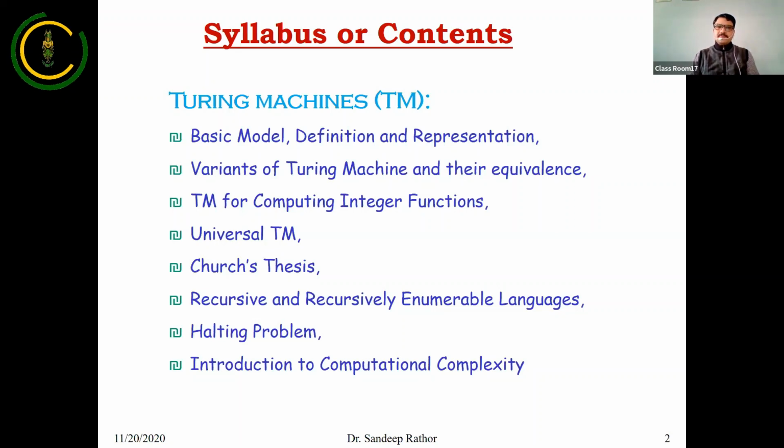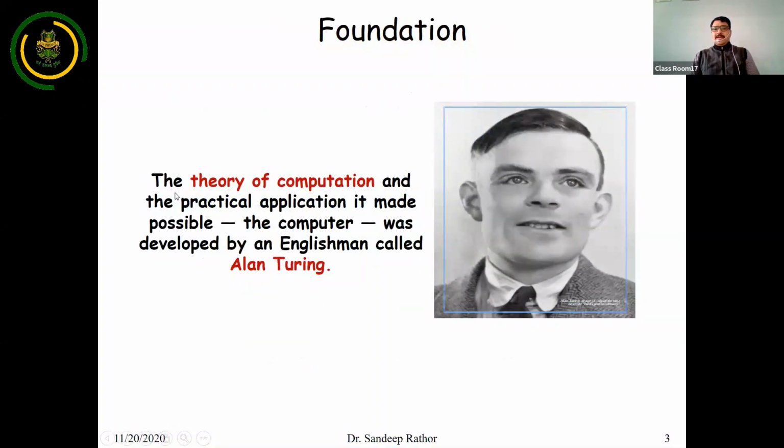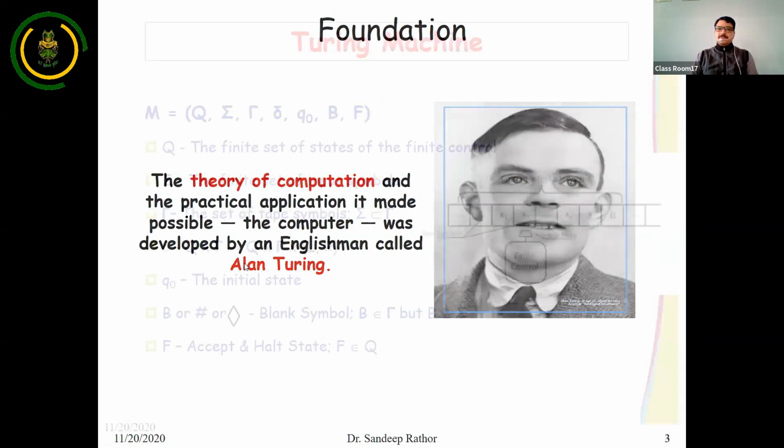under the banner of the Turing machine. And Alan Turing is called the father of the Turing machine. He proposed this model in 1936 and 1937. So he is the person, Alan Turing, who proposed the Turing machine.